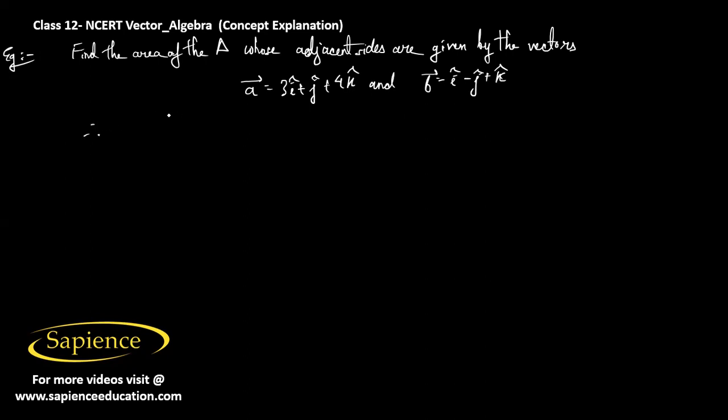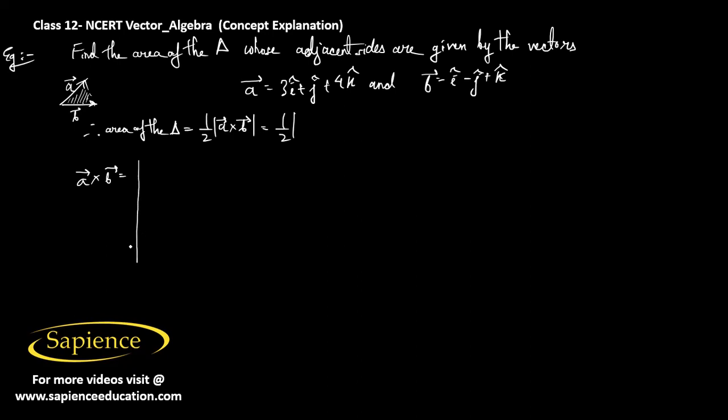So now, therefore, we know that if a vector and b vector are the adjacent sides of a triangle, then the area of the triangle will be given as half into the magnitude of a vector cross b vector. So that will be equal to half of the magnitude of a cross b. So first we need to find the vector a cross b actually.